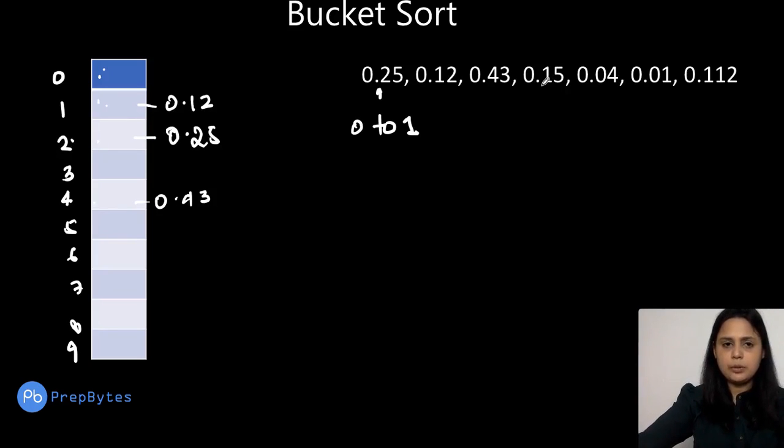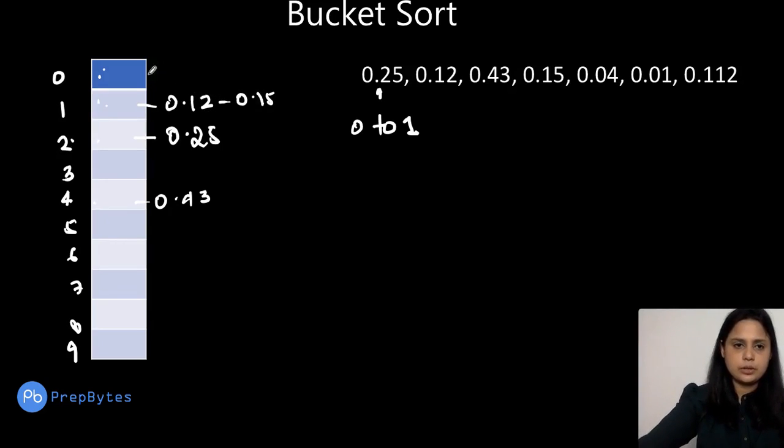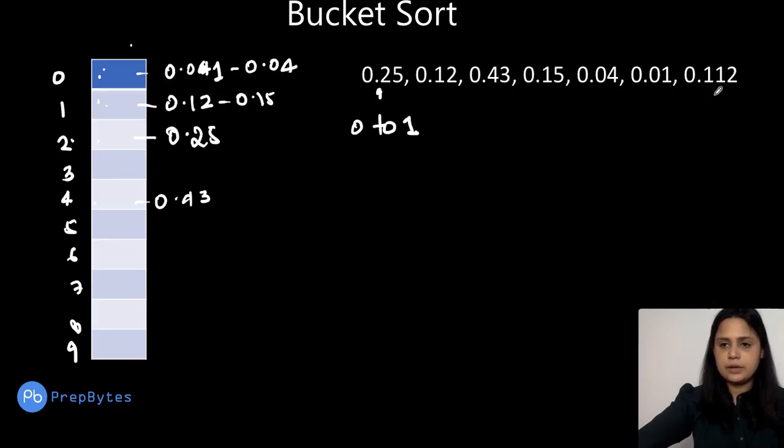Now when we put 0.15, we use insertion sort to find the right place for it. If there is an element that already exists in a particular bucket and a new element is coming, it will be inserted in an insertion sort manner. So I put 0.15 here. Then we have 0.04, so I put 0.04 here. Then we have 0.01, which will come even before 0.04, so let's make it 0.01 and then 0.04. Then we have 0.112, so it will go in this particular bucket.